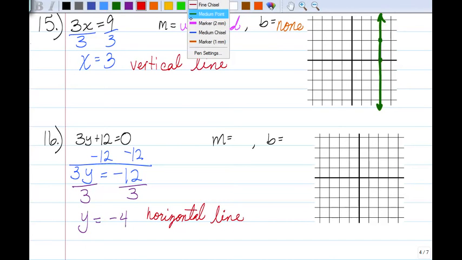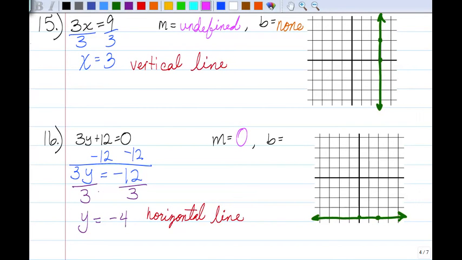Okay, so it's a horizontal line at negative 4. If I just go to where y is equal to negative 4 and draw a horizontal line, and plot any 2 points on there for the computer, the slope is actually going to be 0. So y equals negative 4 is the same thing as saying y equals 0x minus 4. The y-intercept in this case is negative 4.